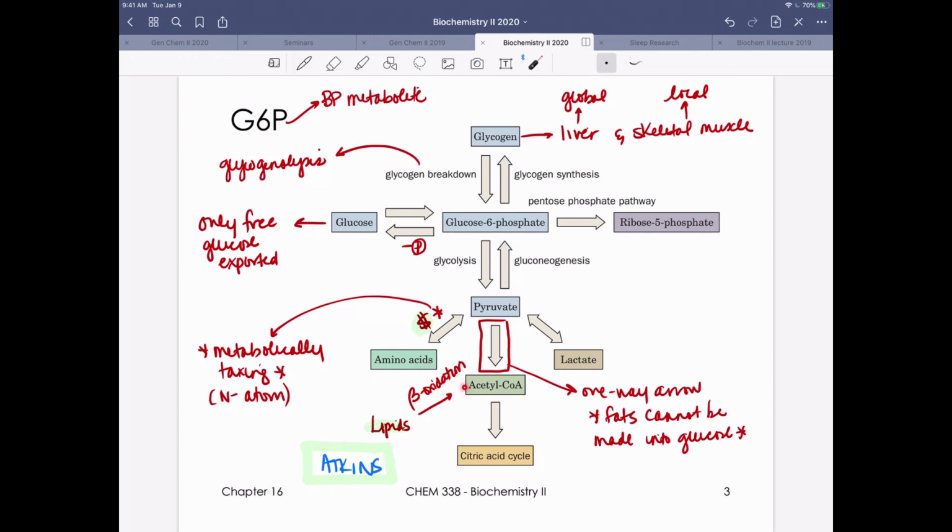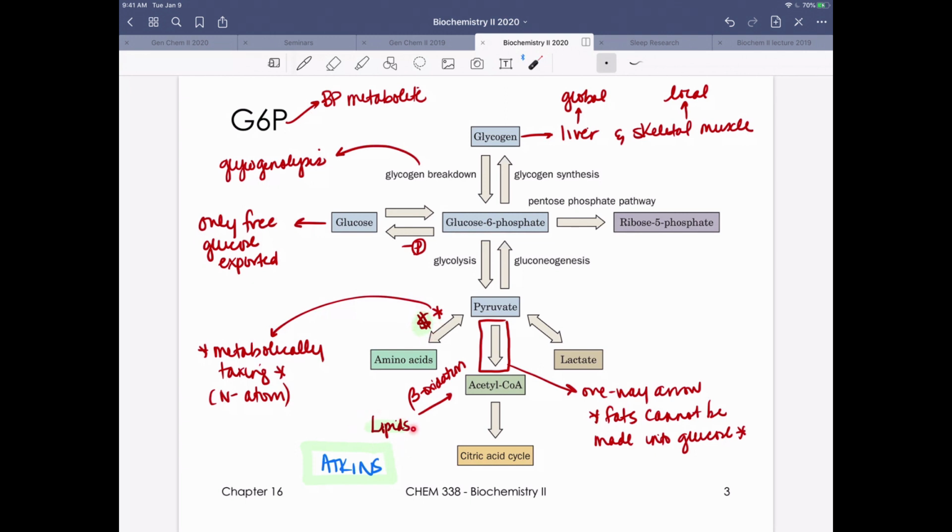We call these ketogenic amino acids. So glucogenic amino acids can be converted into pyruvate. This is kind of a metabolically taxing process because, remember, amino acids have the element nitrogen, so they need to be deaminated in order to only be carbon, hydrogen, and oxygen. Having to deal with all of that deamination chemistry can be taxing on some of your organs, and it's also a very costly process.